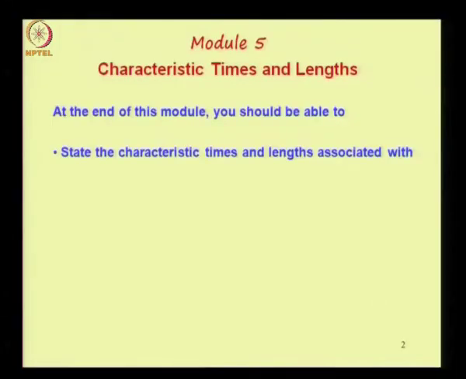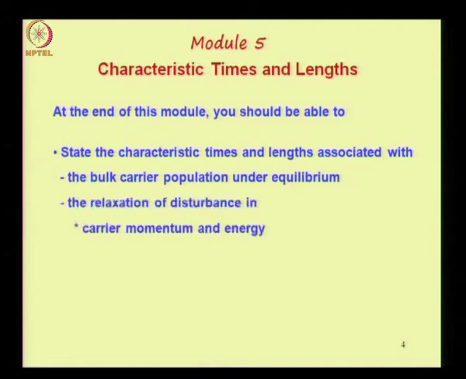Today we start a new module on characteristic times and lengths. At the end of this module you should be able to state the characteristic times and lengths associated with the following: the bulk carrier population under equilibrium, the relaxation of disturbance in the following: first, the carrier momentum and energy, then the excess electron hole pair concentration, and third, the space charge.